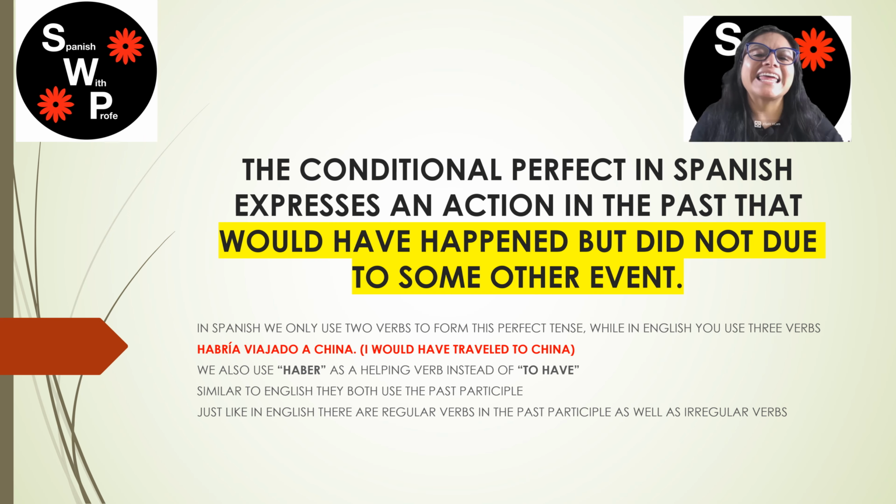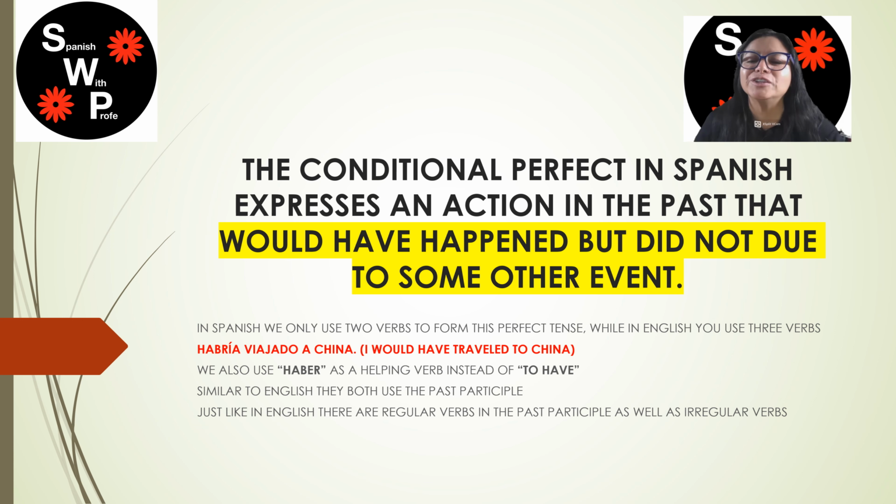Muy bien. The conditional perfect in Spanish expresses an action in the past that would have happened but didn't, due to some other event. This is one of the things that when I talk to students, I always have to explain. Because in English, we will say, oh, when I was 10, I will always go and visit my grandma. But in Spanish, since the action took place, I will always use the imperfect. Cuando tenía 10 años, siempre iba a visitar a mi abuela. Because the action occurred. So if it happened, you use the imperfect.